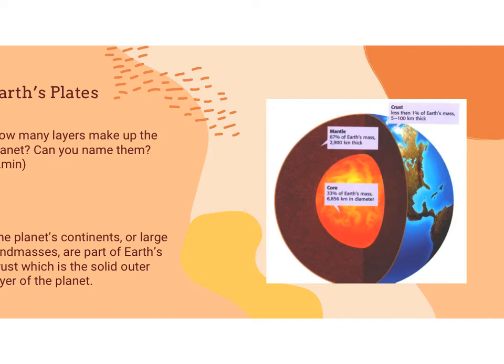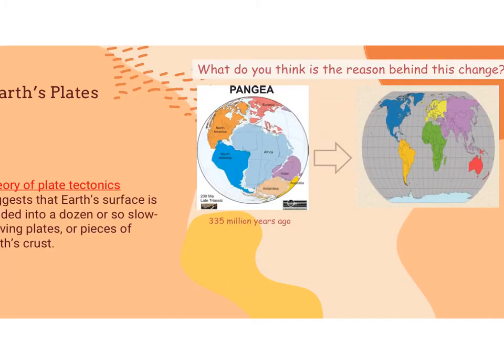Keep in your mind that the planet's continents, or the large land masses, are part of the Earth's crust, which is the solid outer layer of the Earth. If you compare the position of the continents 335 million years ago, you will find that the positions are totally different for all the given continents.